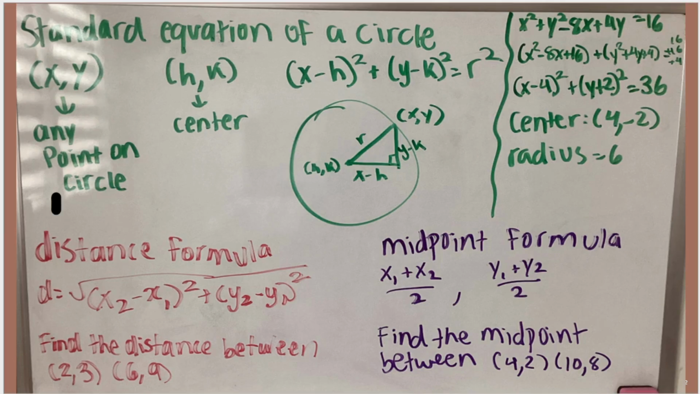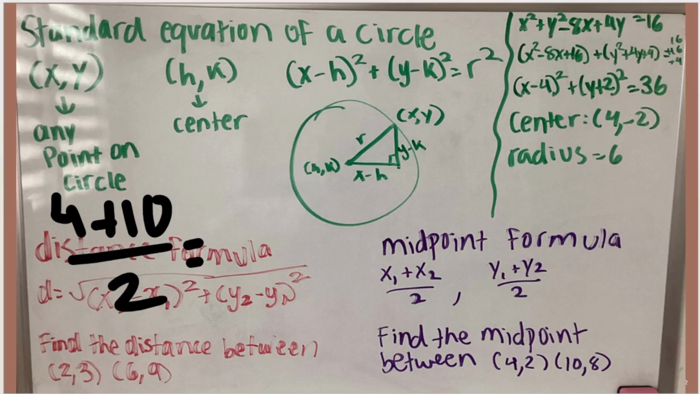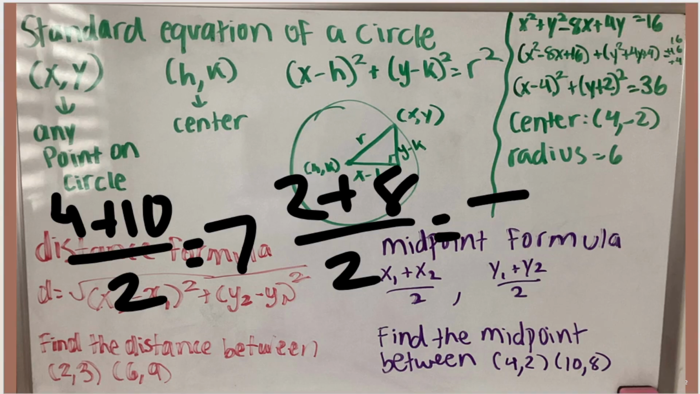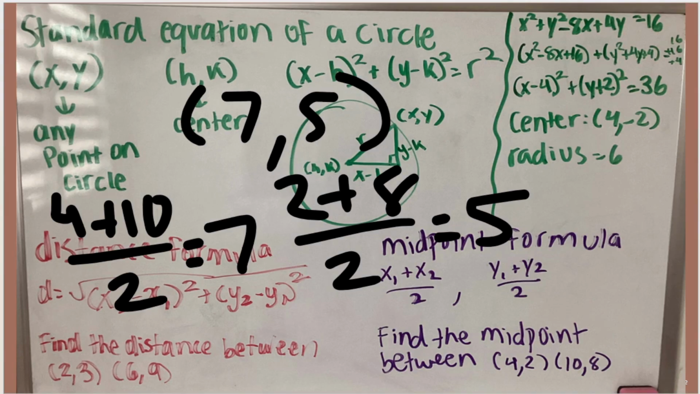Okay, so 4 plus 10 over 2, which is 7, so that's our x value. And 2 plus 8 over 2, which is 5. So you got 7, 5 as our midpoint, okay? So the answer to this problem right here is 7, 5, okay?